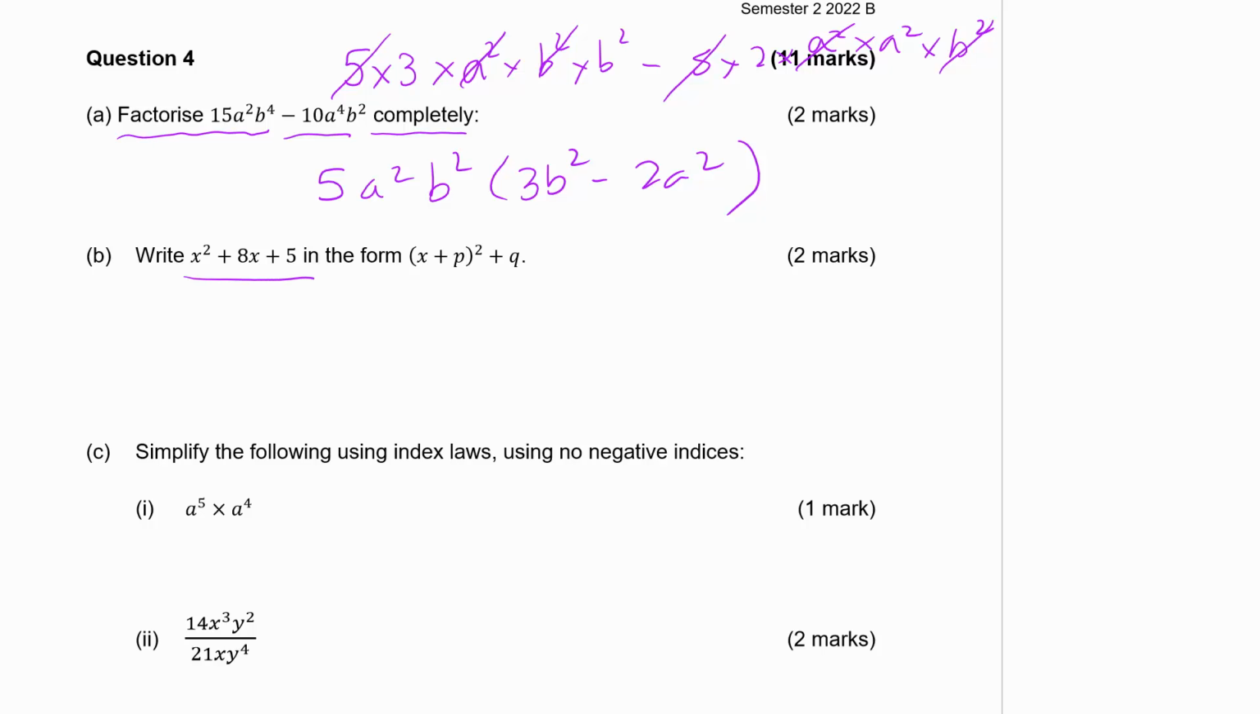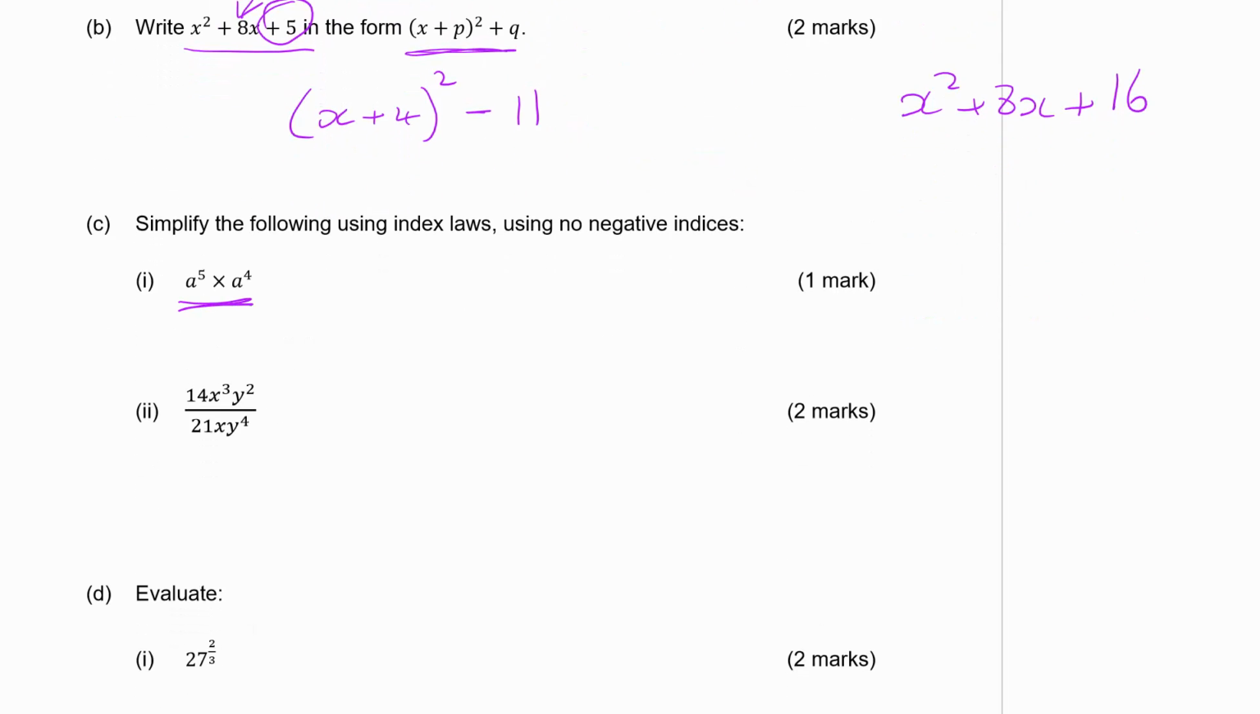Now we want to complete the square on x squared plus 8x plus 5. In other words, write it in this form just here. Now you should know the technique for doing this. We put x and then half of this coefficient, so plus 4, in a bracket. Now if you think about expanding that, you get x squared plus 8x plus 16. But we have plus 5. So what we need to do is take away 11.